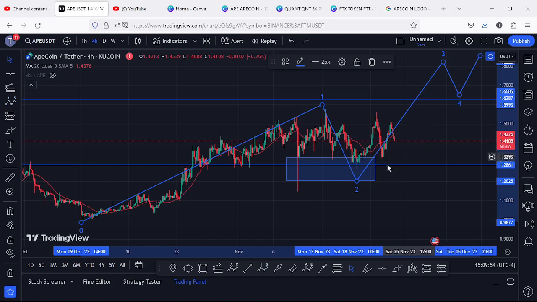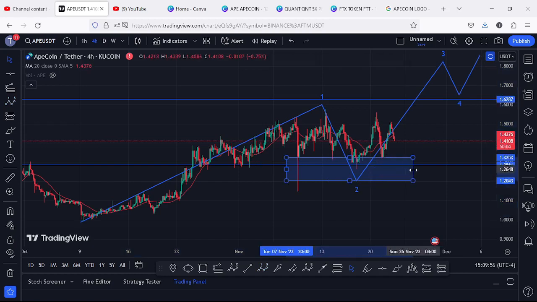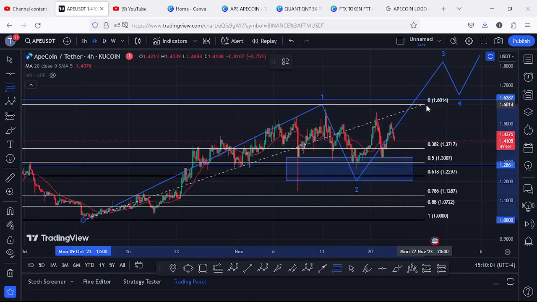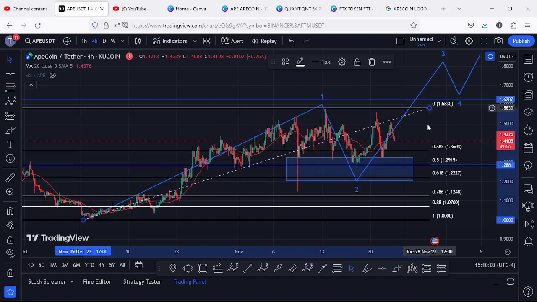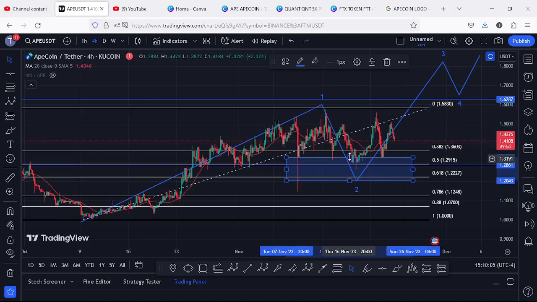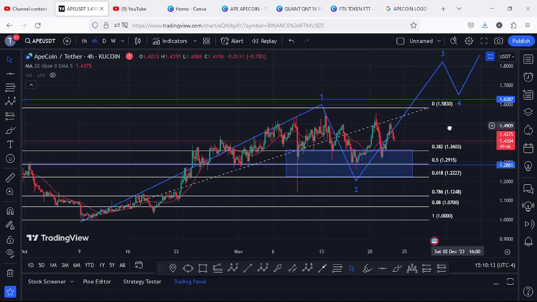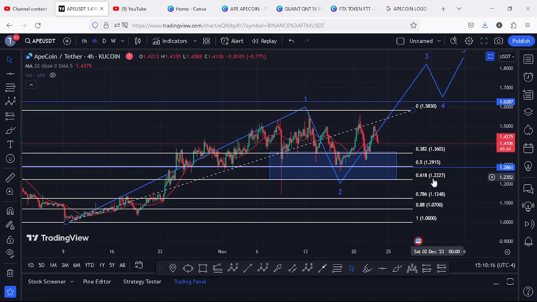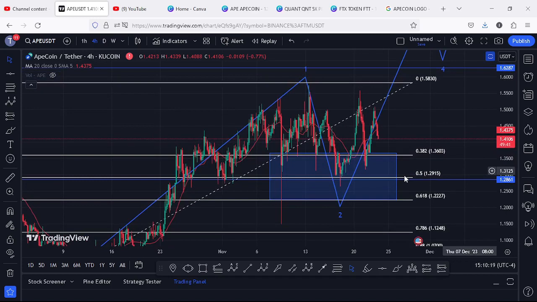And to give you minimum target areas for the second wave, I can connect the Fibonacci from the low of the first wave to the high of that wave 1, giving me a minimum pullback target area between the Fib level 0.382 and the Fib level 0.618. And that is between the $1.36 and the $1.227 mark, the area that I have highlighted on the charts using this blue target area.